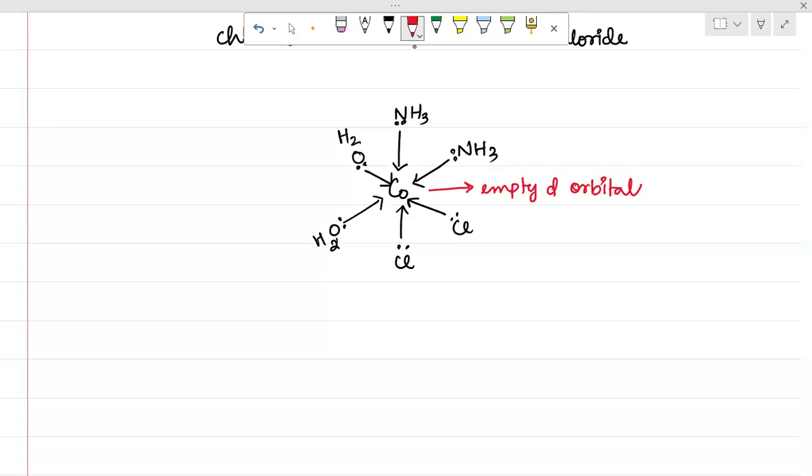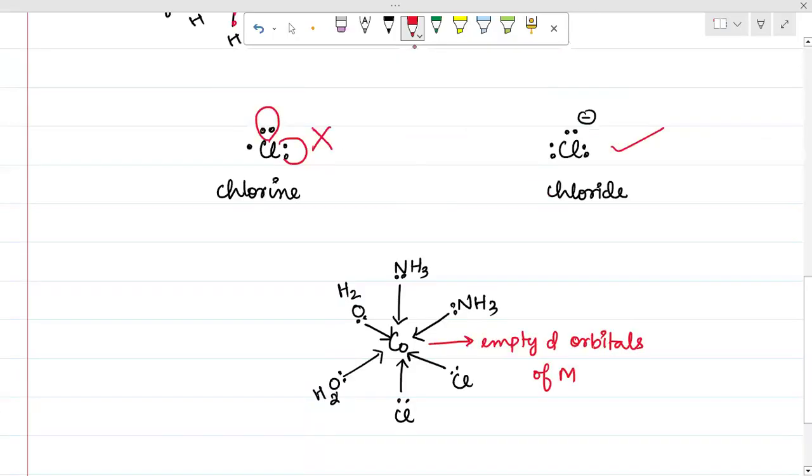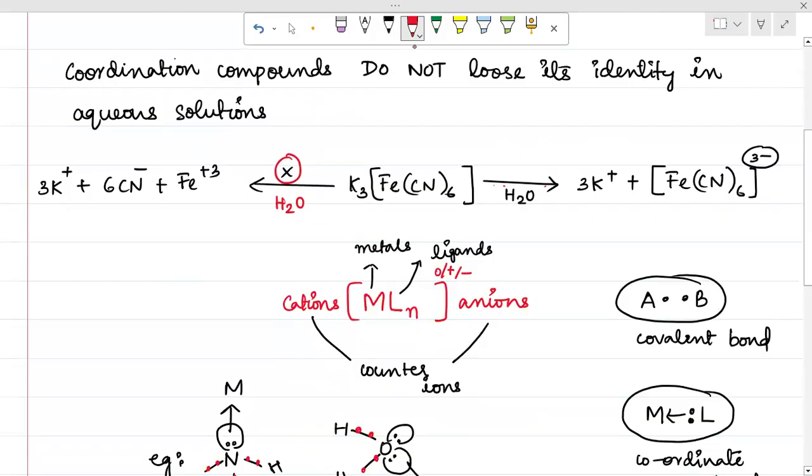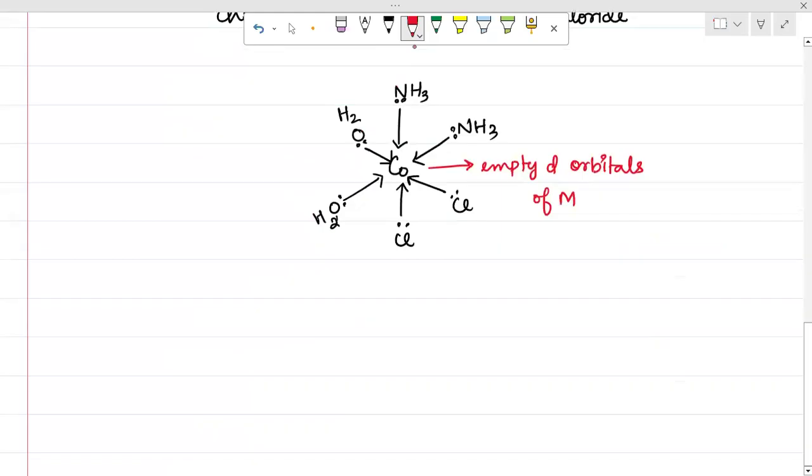Empty d orbitals of the metal. Electrons are taken up by the empty d orbitals of the metal. So there is a lot of electron density being transferred to the metal. And where does it go to? It goes to the empty d orbitals of the metals. So you can see that most commonly, not always, most commonly, the metals that are present over here are transition metals. Transition means d block elements. Okay, so this is understood.